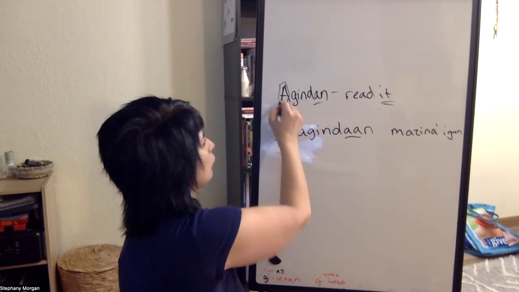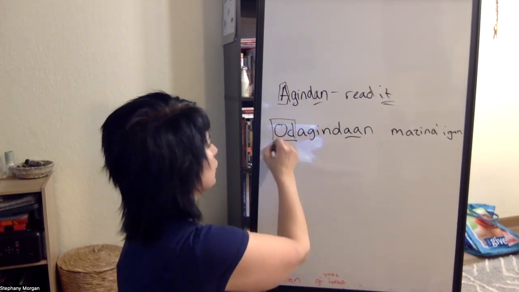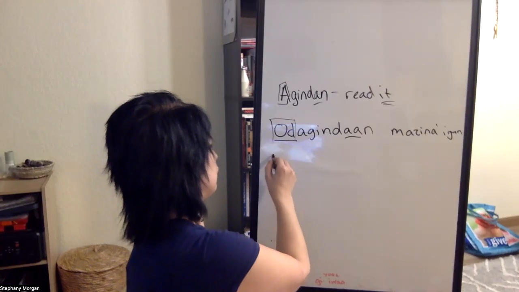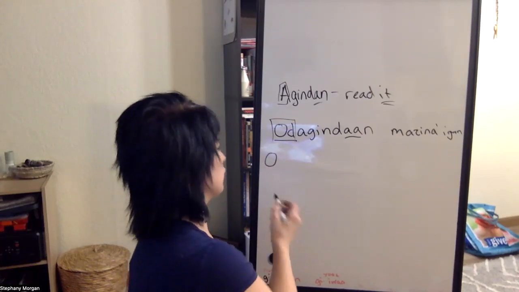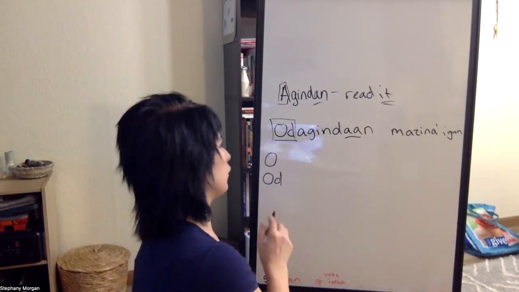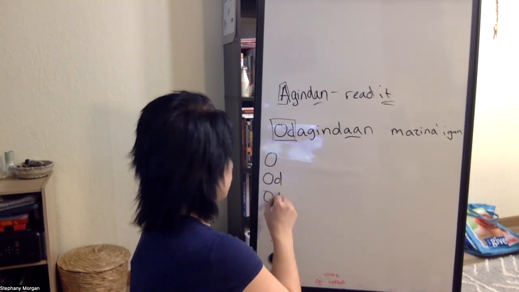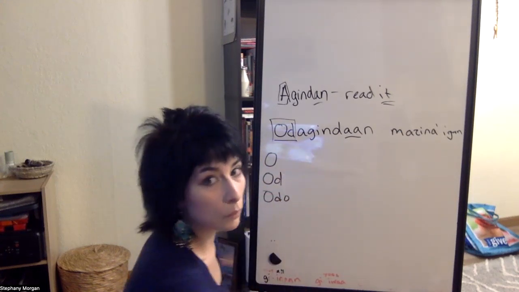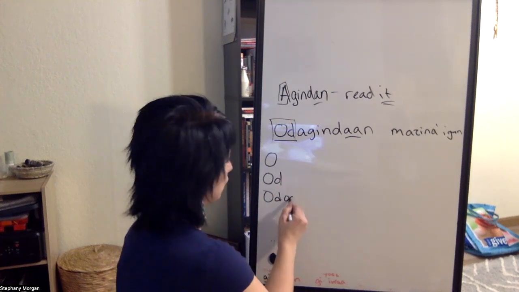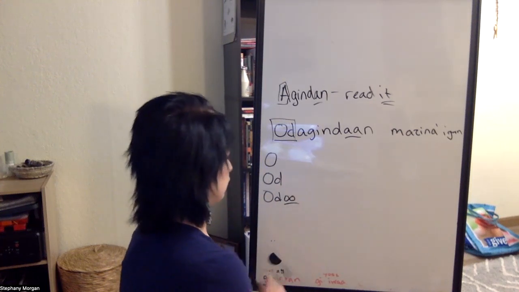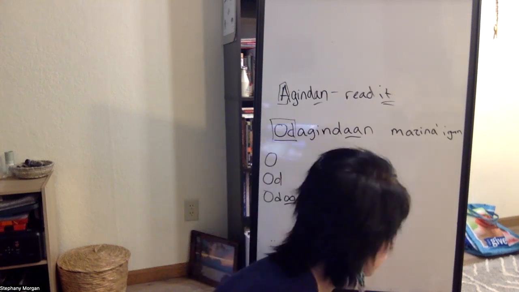Agindan starts with a vowel, and that's why we use this form of ween in front as od. Just an o in front of consonants, od in front of vowels, and then odo in front of words that start with o. So then it would extend. Just a quick refresher there.